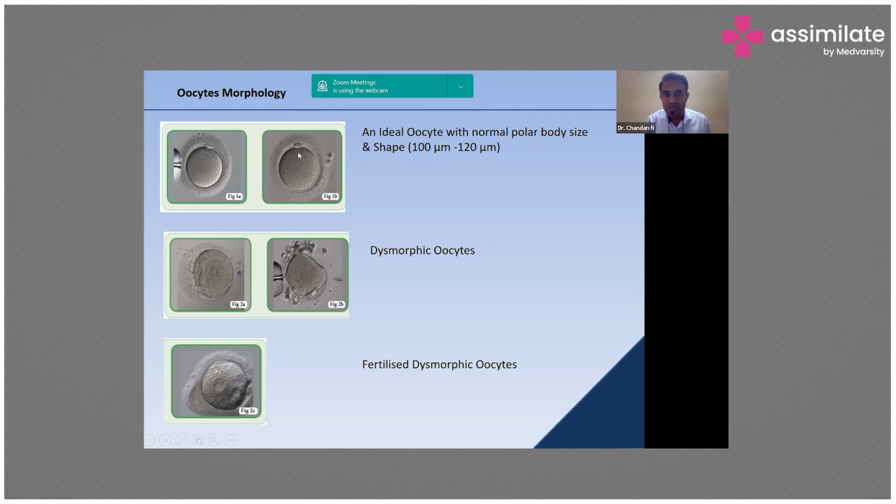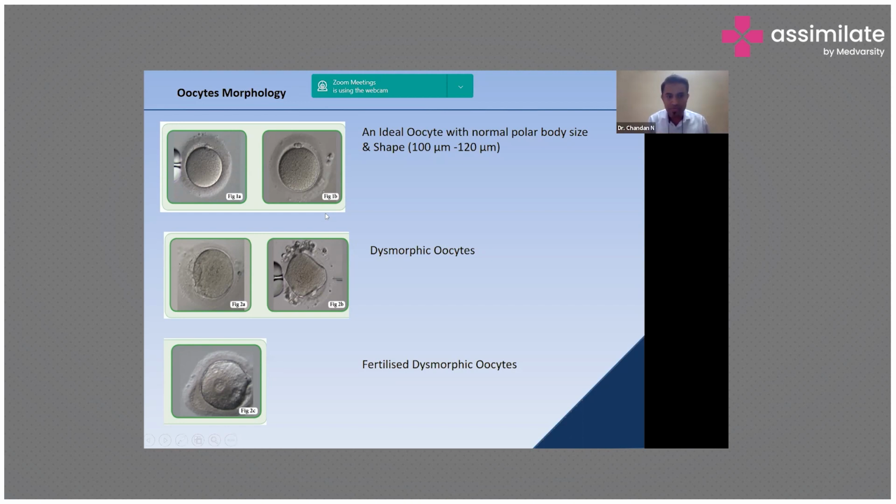The space between the ooplasm, that is the oolemma, and the zona, which we call the perivitelline space, should not be bigger. That is the second important thing. The third important thing is the polar body. The polar body should not have any fragmentation. It should be like a single dot. Anything which falls apart from this normal category will be considered an abnormal oocyte.